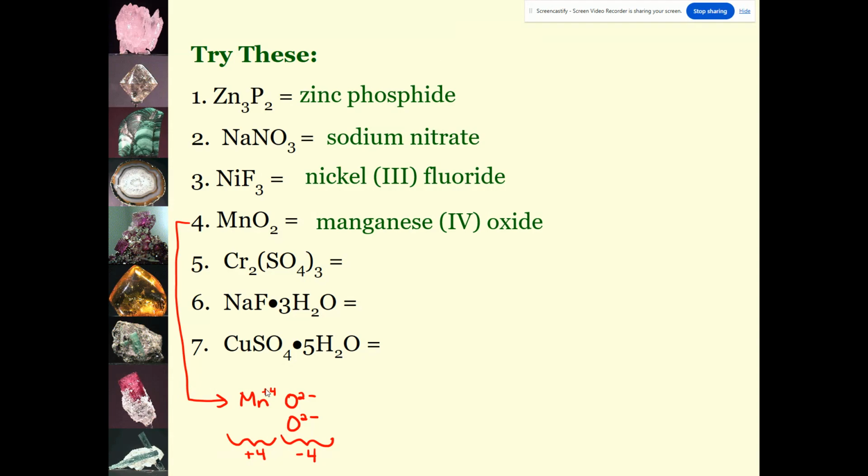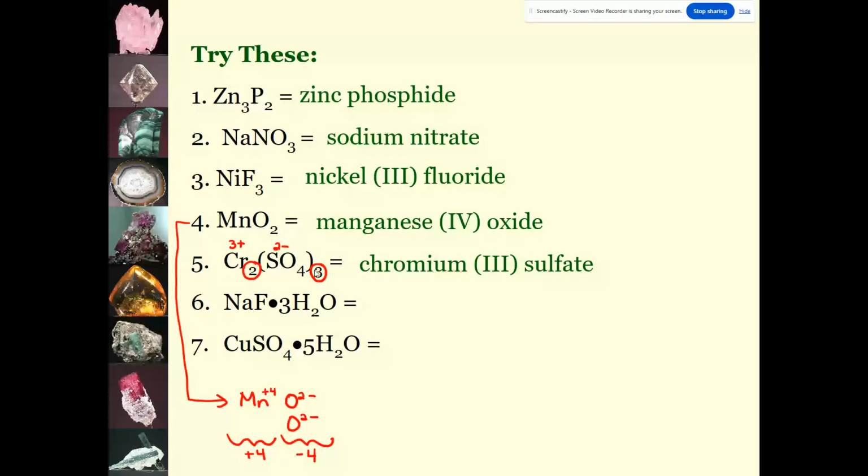Okay? The next one is again multivalent. Each sulfate is -2, and there's 3 of them, so that adds up to -6, which means I need +6 from my chromiums, but there's already 2 of them. So each of them is going to be +3. So that 3 times 2 will equal +6 to match the -6. So it'll be chromium(III) sulfate.